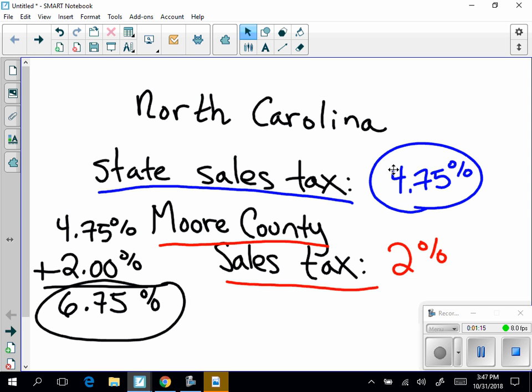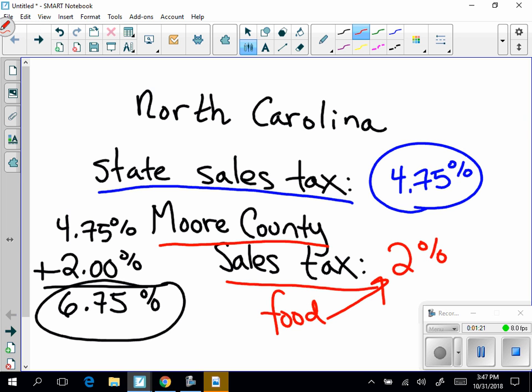What is interesting and a little different is that most food is only going to have the Moore County sales tax applied. Food, you don't apply the state sales tax. So if you look at your receipt when you go to the grocery store, you're going to see a 2% sales tax rate on the food. That's not all food, it's most foods. It doesn't include candy bars and soda and some of those processed foods. The processed foods are going to still get that 6.75% tax rate.